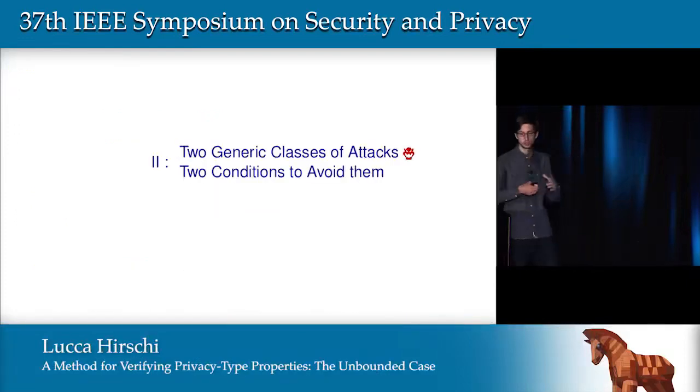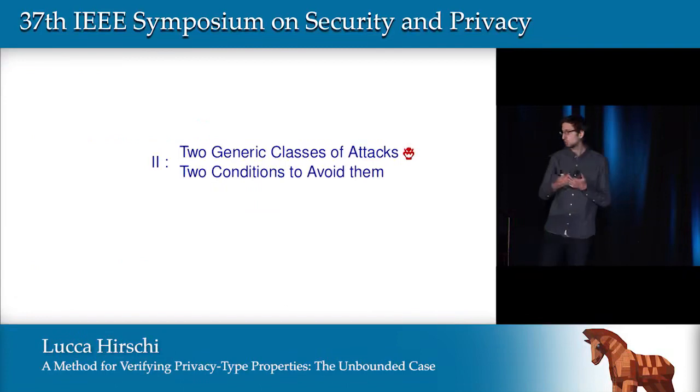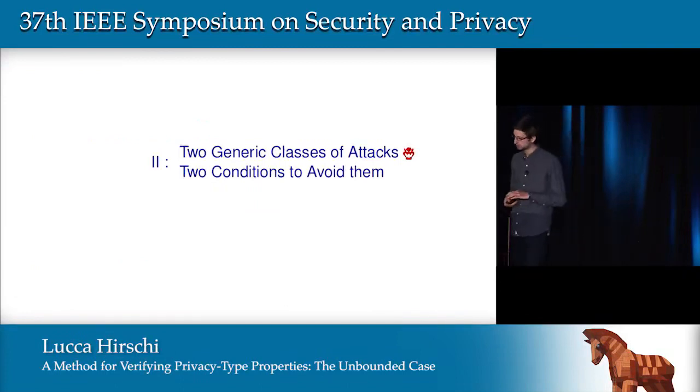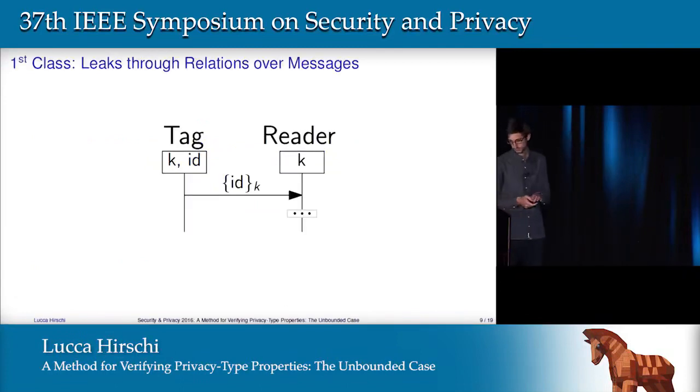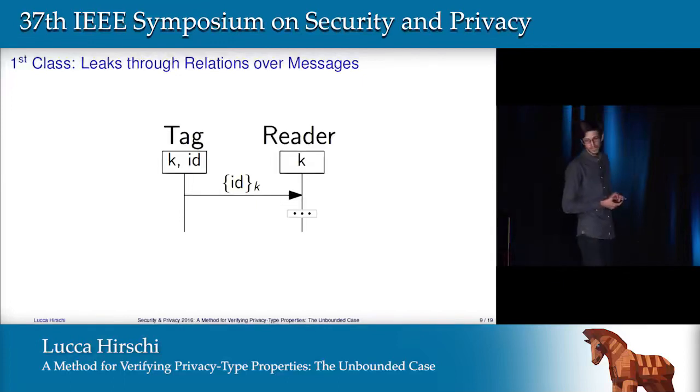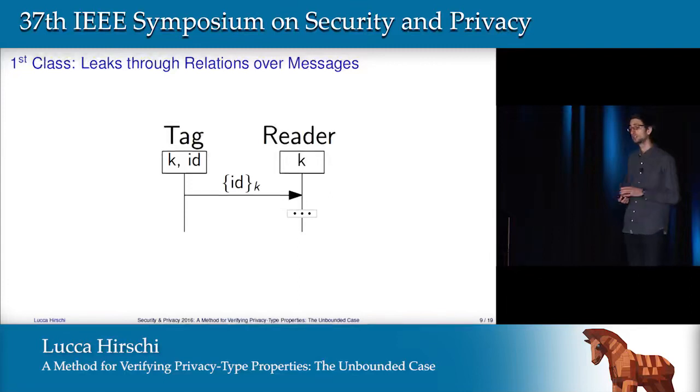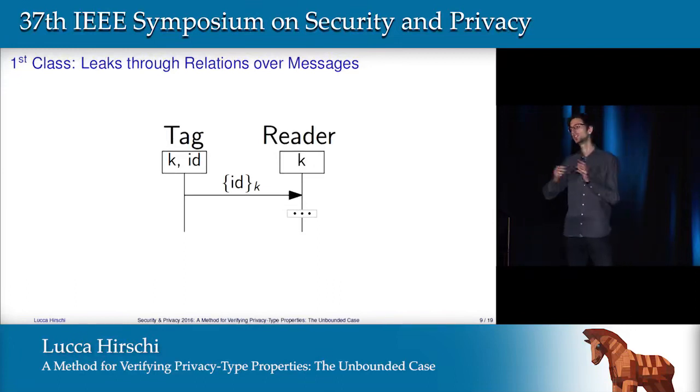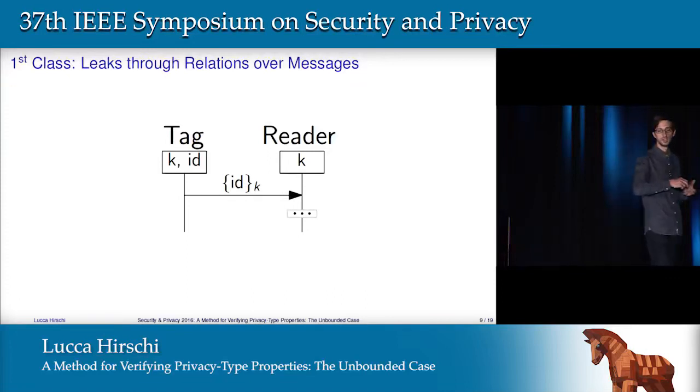Now I'd like to show you two generic classes of attacks and two conditions to avoid them, our two conditions. So the first class is when there are leaks through relations over messages. And I will explain this with two easy examples. The first one is very naive. We consider a tag and a reader sharing a symmetric key K, and the tag is willing to authenticate itself to the reader. It will send its identity encrypted with the key K to the reader.